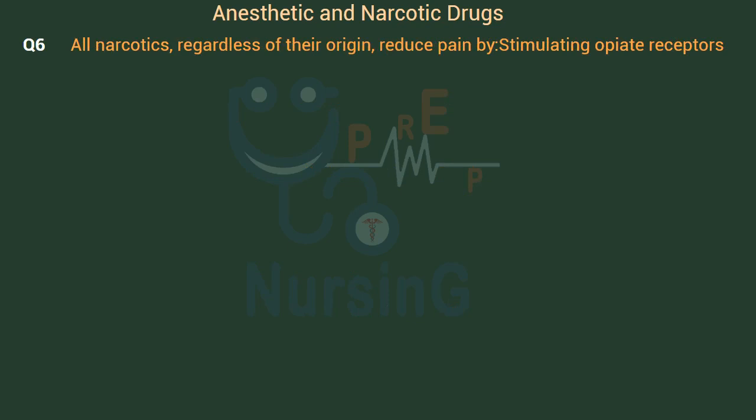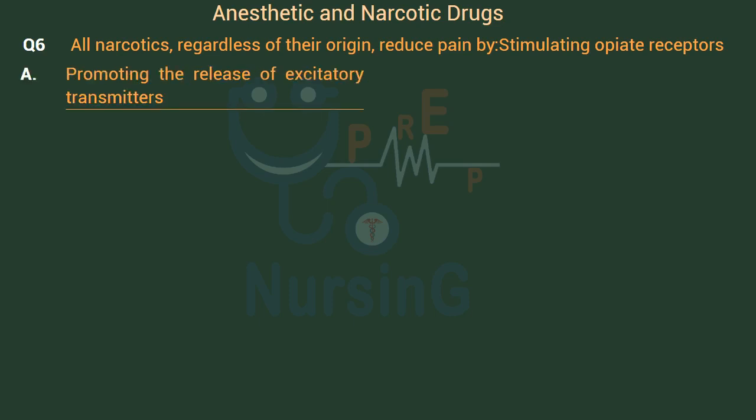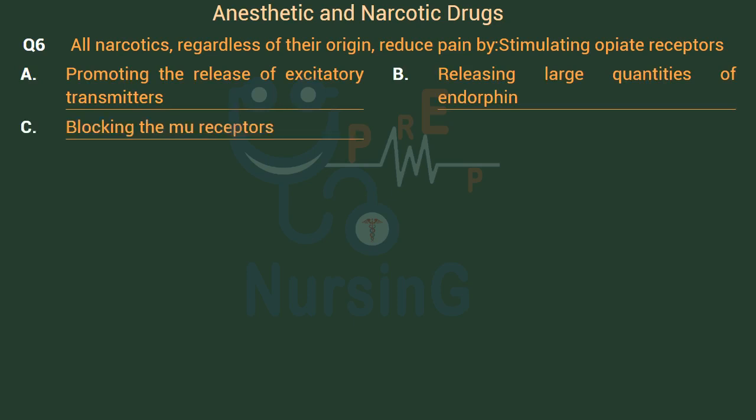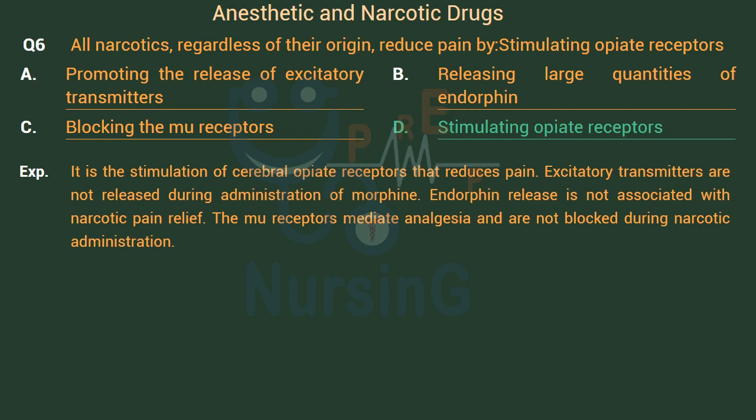All narcotics, regardless of their origin, reduce pain by: Option A, promoting the release of excitatory transmitters. Option B, releasing large quantities of endorphin. Option C, blocking the mu receptors. Option D, stimulating opiate receptors. Right answer is Option D, stimulating opiate receptors.